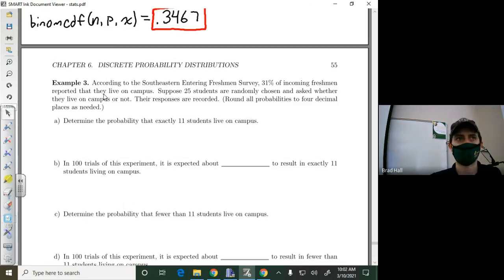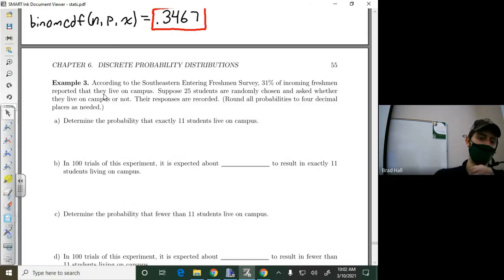Let's convince ourselves that this is a binomial experiment. There's an exact number of trials already determined. You're choosing 25 students, so the number of students is fixed. Whether one student you ask lives on campus or not is not going to affect another student that you ask, so the trials are independent. And is there just a simple yes or no answer to this problem? Yeah, it's either you live on campus or you don't. So that's a success or failure.